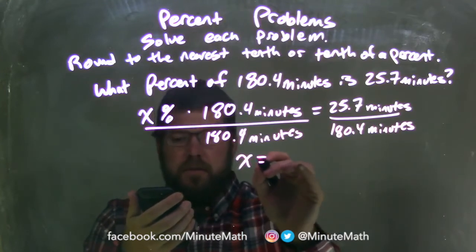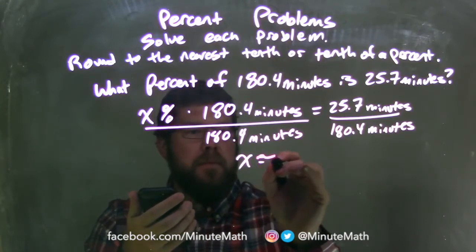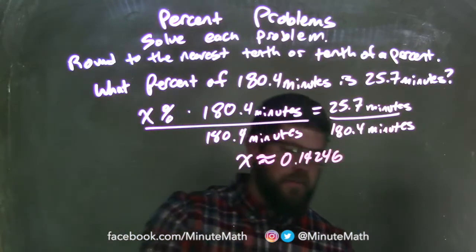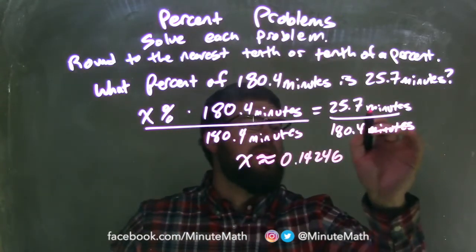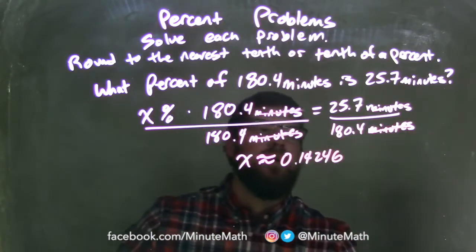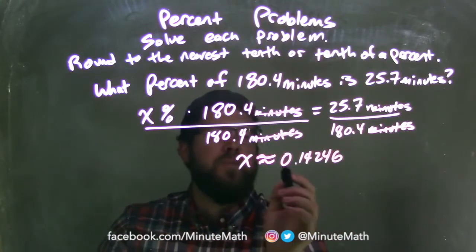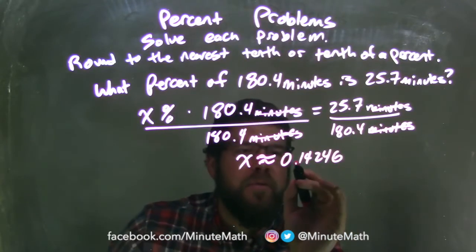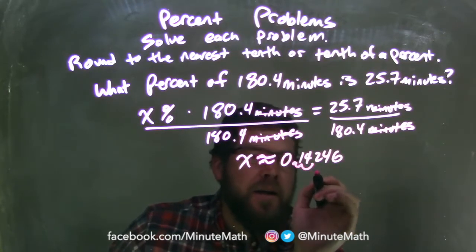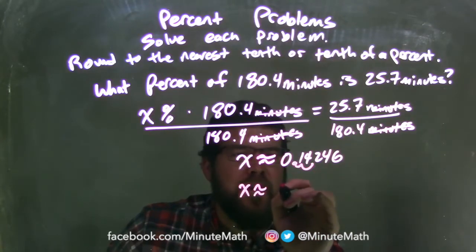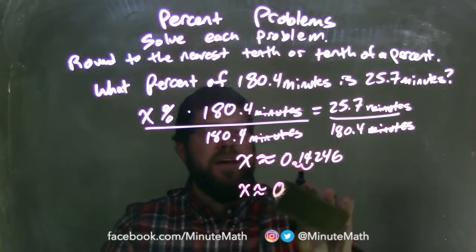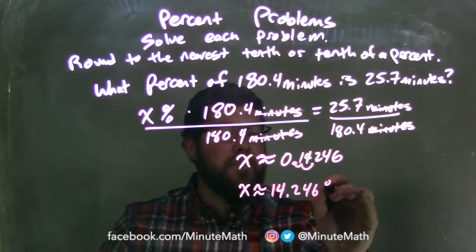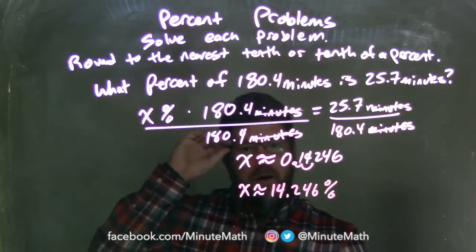This is a rounded answer. So 0.1426. Okay? Now notice I can eliminate the units, minutes. They cancel out there as well, right? And so we're left with X is approximately 0.14246. I need to convert that to a percent, so move that decimal 2 units to the right, leaving me with X is approximately 14.246%.